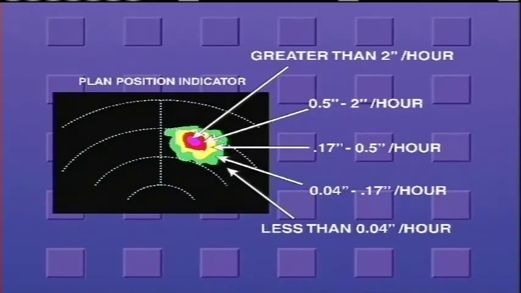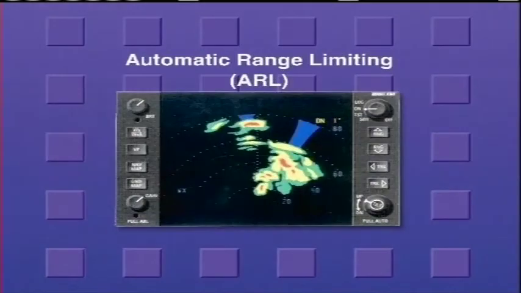Green is 0.04 to 0.17 inches per hour, which is light rainfall. Yellow is 0.17 to 0.5 inches per hour, or medium rainfall. Red is 0.5 to 2 inches per hour, very heavy rainfall. And magenta is greater than 2 inches per hour, or intense rainfall. Pilots flying the RDR 2100 may also see blue areas displayed on their indicators.